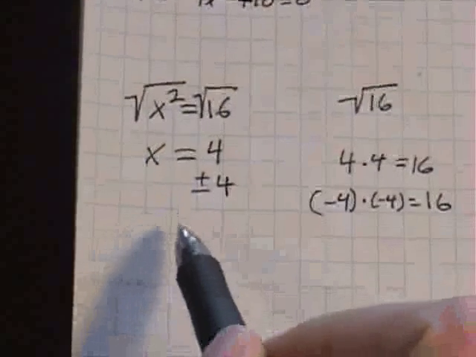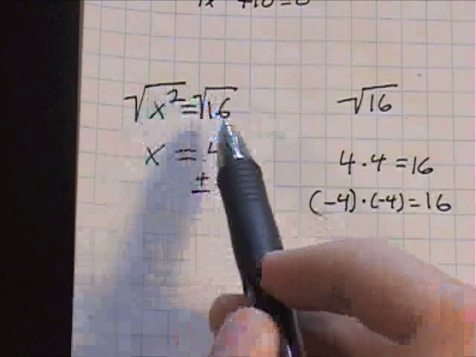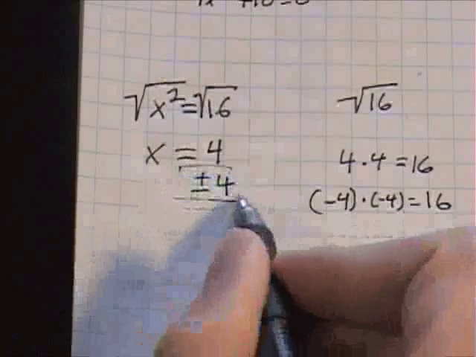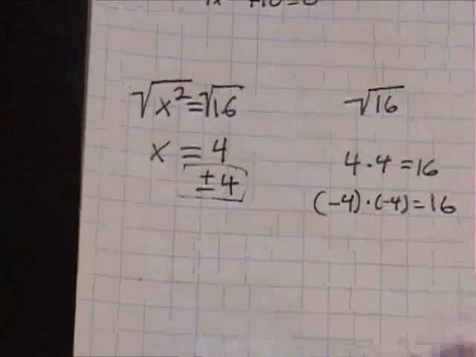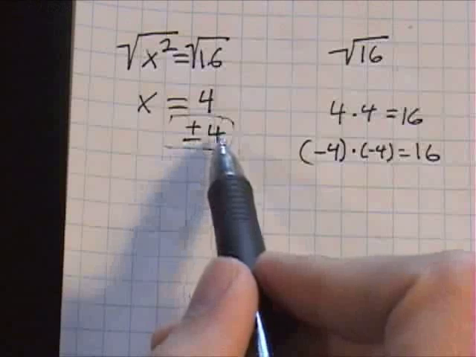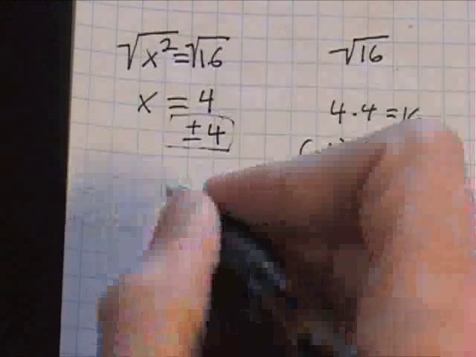So whenever you find an answer by square rooting both sides, write the final solution as a plus or minus like this. And when you're checking, you would check both the positive version of that number and the negative version. So let's go ahead and check.